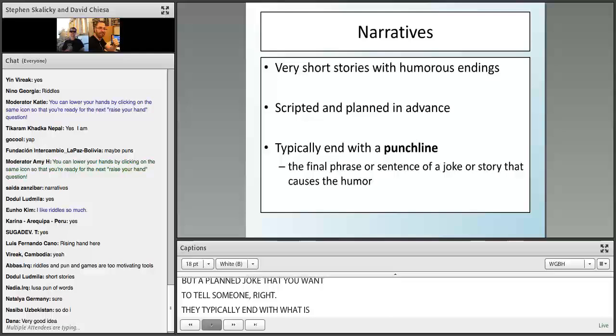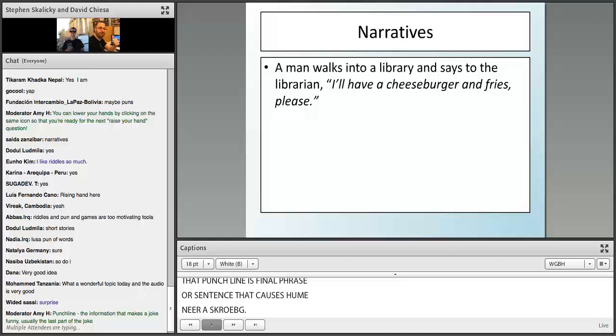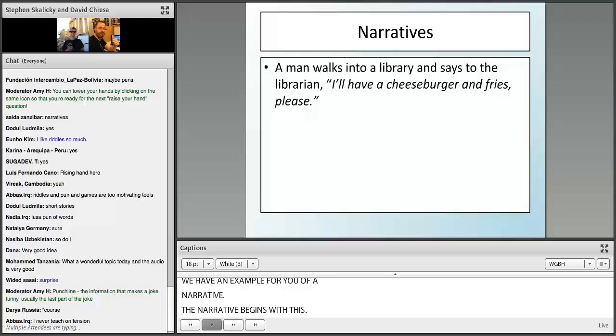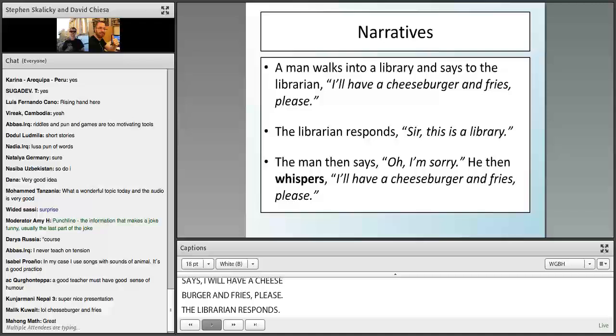So we have an example here for you of a narrative. A man walks into a library and says to the librarian, "I'll have a cheeseburger and fries, please." The librarian responds, "Sir, this is a library." The man then says, "Oh, I'm sorry." He then whispers, "I'll have a cheeseburger and fries, please."